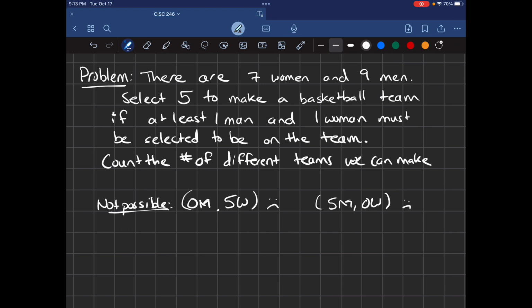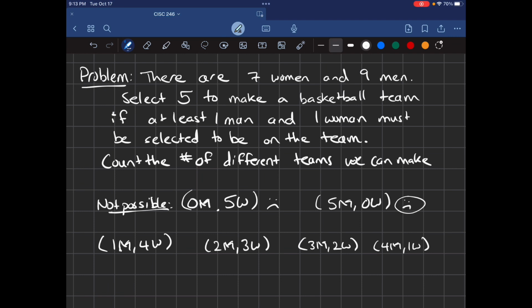So I'm just going to start listing off the cases that would be good. For example, we could have 1 man and 4 women. We could also have 2 men. If 2 men are on the team, then we have 3 women. If we have 3 men on the team, then we have 2 women. 4 men on the team, we have 1 woman. And we can't go any higher than that, because if we went to 5 men and 0 women, then we'd end up in this situation. So those are really the 4 cases which we can do.